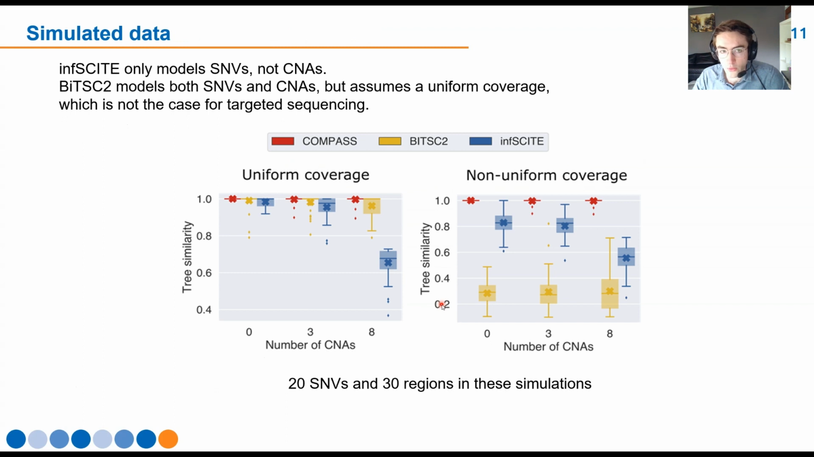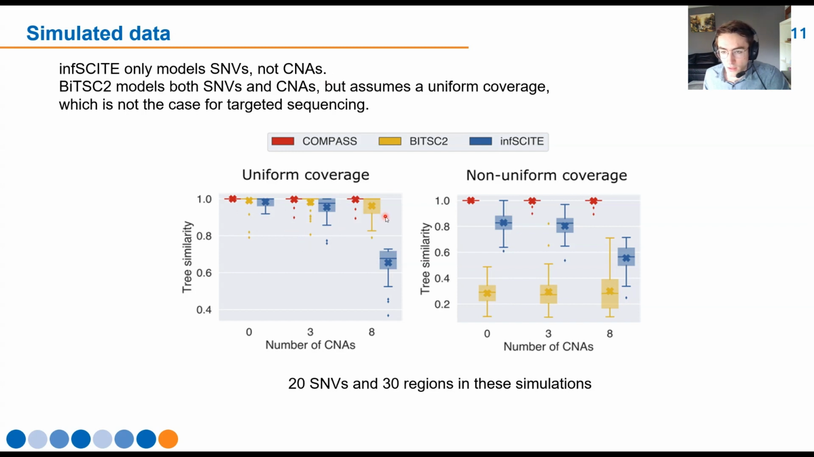And then we evaluated it on simulated data and compared it against existing approaches. And here, for the performance, we use the tree similarity. So 1 means that the inferred tree is exactly the same as the correct one. In blue, you can see that SiTE performs well when we don't have CNAs, but its performance drops when we have many CNAs. And this is expected since SiTE only models SNVs, but not copy number alterations.